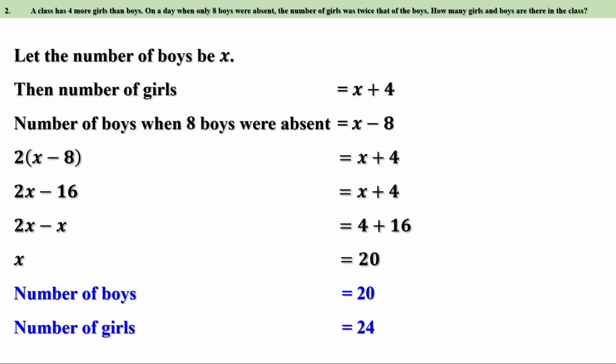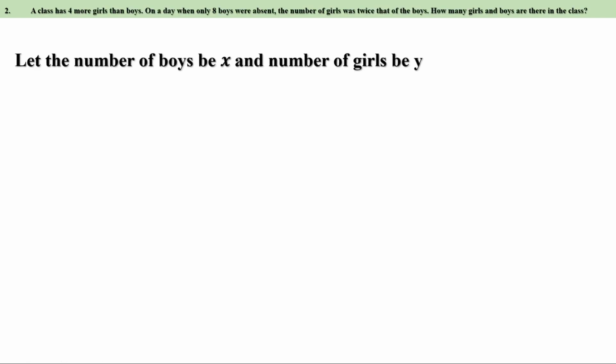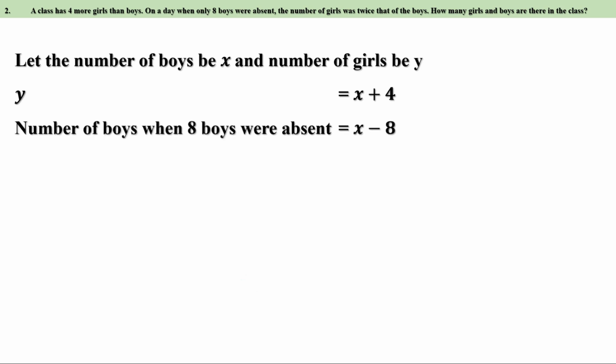We can do this using two equations with two letters. Let us take the number of boys as x and the number of girls as y. Then given that the number of girls is 4 more than the number of boys, that is y is 4 more than x, or y equal to x plus 4. On a day 8 boys were absent. On that day the number of boys is x minus 8.